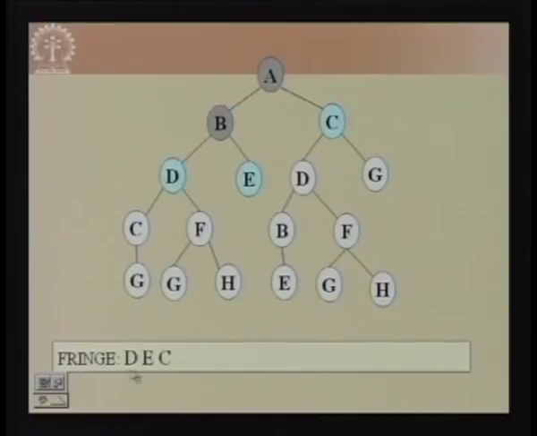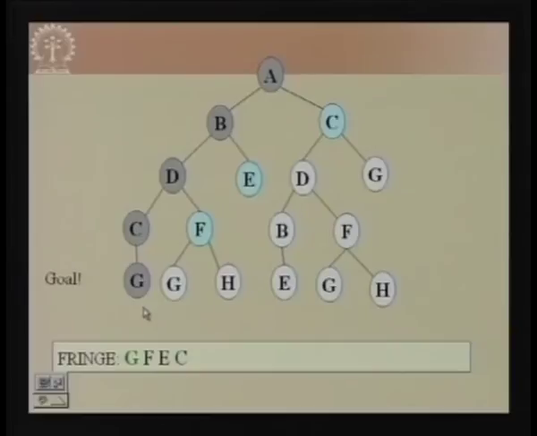Next, D will be removed from fringe and its successors C and F are generated and put in the front of fringe. Next, C is removed from fringe and its successor G is put at the front of fringe. At the next level, G will be expanded, found to be a goal node. So we terminate our search after having found this goal node.